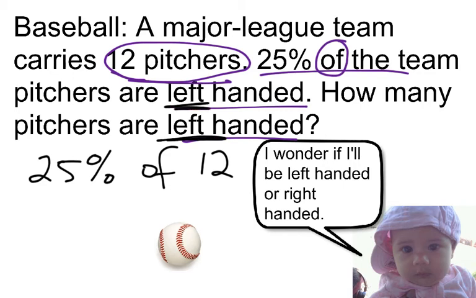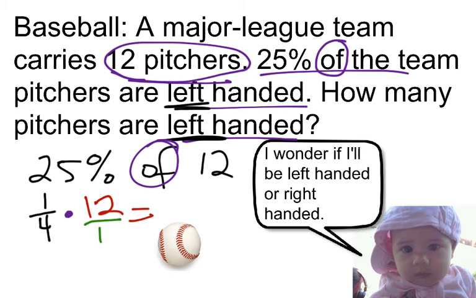So if I find 25% of 12, I'm going to use a ratio. Well, we know 25% means 25 over 100, which can be reduced into 1/4. The word "of" in this case, and "of" when dealing with percents, usually means to multiply. 12, of course, is my total. So I need to find my total number of left-handed pitchers. 1/4 of 12 is the same as 1/4 times 12 over 1.